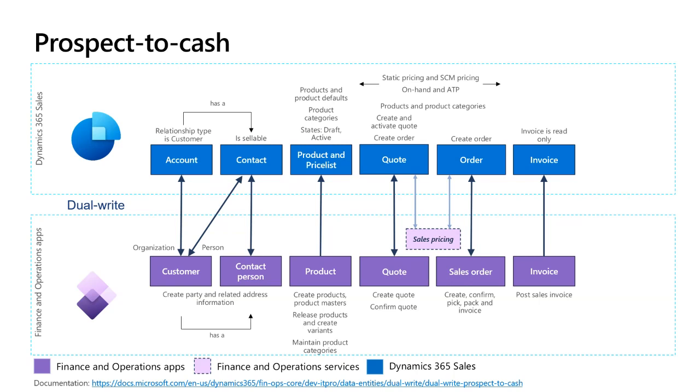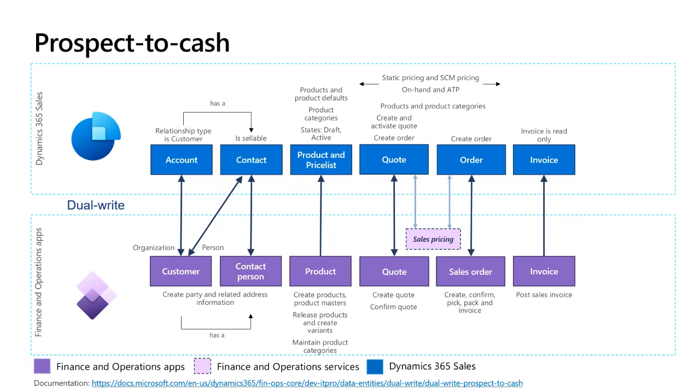Those flows are also bidirectional, in that I think of multi-master scenarios where you need to maintain information across both systems. From a product perspective, these are maintained exclusively in finance and operations and pushed through to sales. On the release product, there's also a price that can be set, and that will be maintained as a price against a price list in sales.